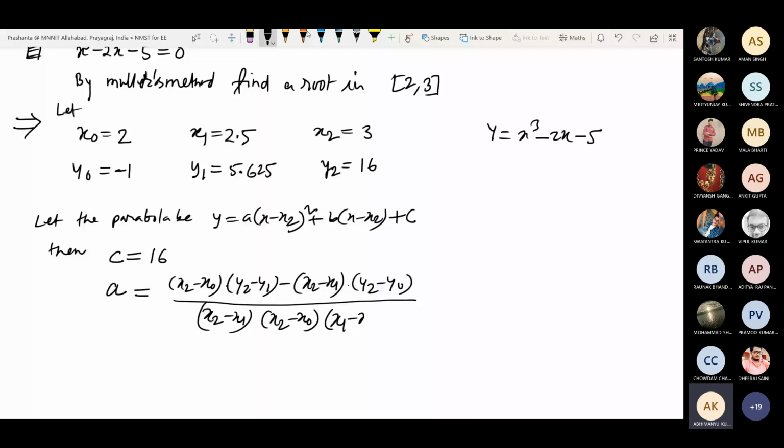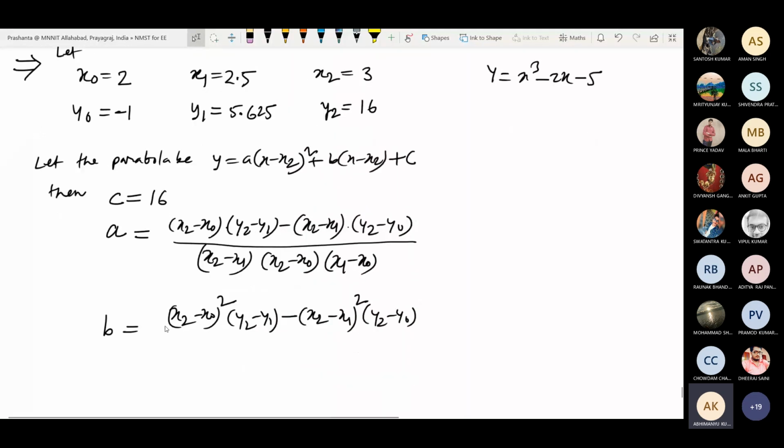That is a, and b will be similar to a. So (x2 minus x0) squared, (y2 minus y1), minus (x2 minus x1) squared, (y2 minus y0), by the same denominator, (x2 minus x1), (x2 minus x0), (x1 minus x0). So substitute the values and calculate.